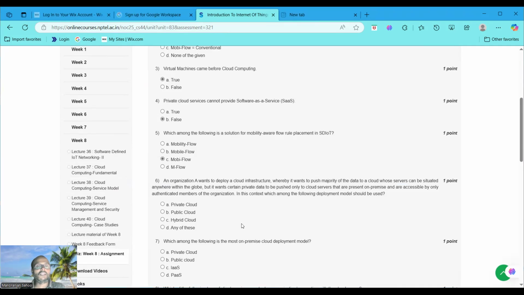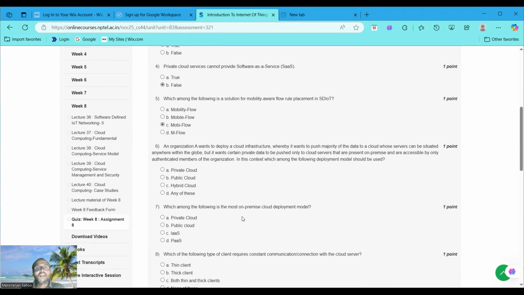Moving to question number 6. Organization A wants to deploy cloud infrastructure whereby it wants to push the majority of data to a cloud whose services can be situated anywhere within the globe. But it wants certain private data pushed only to cloud services that are present on demand and accessible by authenticated members of the organization. In this context, which among the following deployment models should be used? That is hybrid cloud, the combination of private and public. So 6, option C, hybrid cloud.